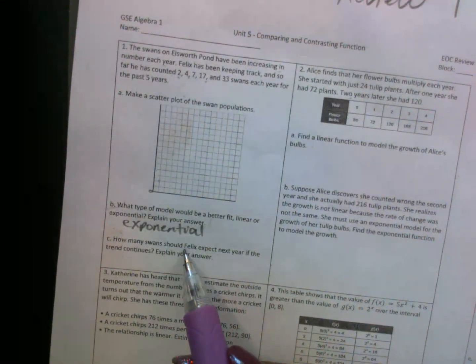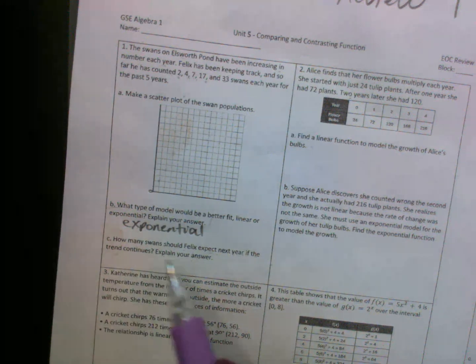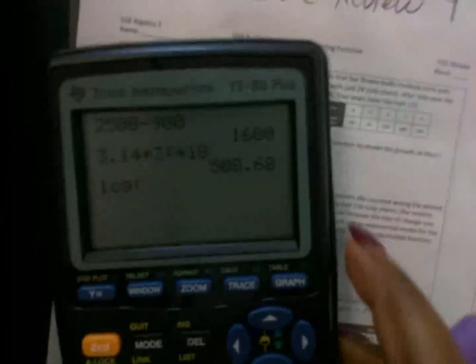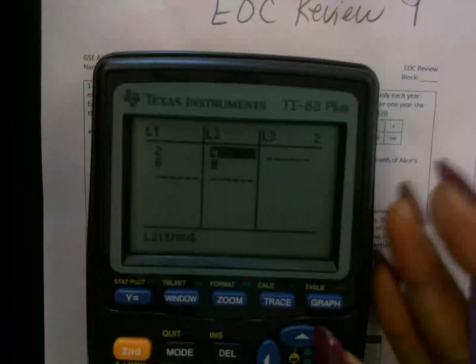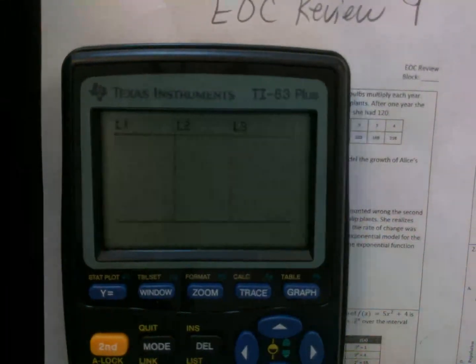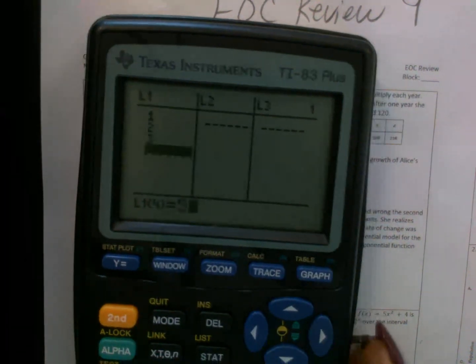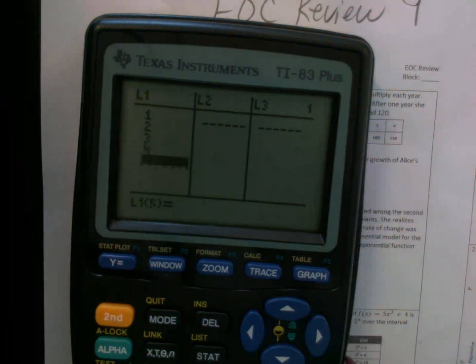So in order to figure out, it says how many swans should Felix expect the next year if this trend continues, and explain. So we're going to do exponential reg and look at the function table to see. To do exponential reg, we're going to go to stat, edit, and type in these points. First clear with second plus 7, 1, 2. There are 5 of them: 1, 2, 3, 4, 5.